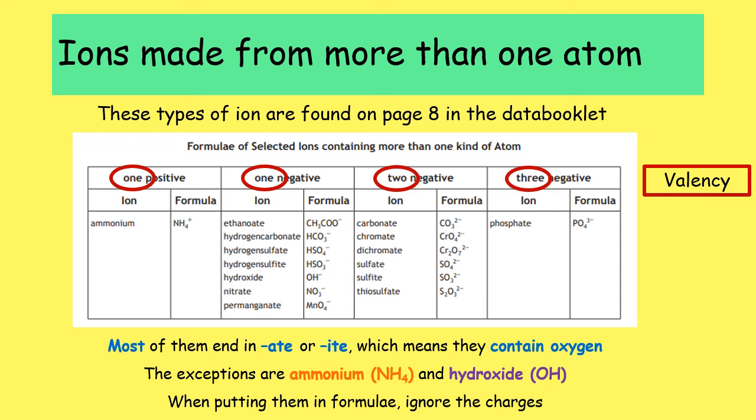Now, in terms of working out the valency for these groups, well, if you look at the top row, for each column, it'll tell you a number. So for ammonium, it's 1. For all those in the third column, the ethanoate, hydrogen carbonate, hydroxide, nitrate, it's also 1. For carbonate, sulfate, etc., the valency is 2, and for phosphate, the valency is 3. So all the information, the symbol, and the valency are found on that table on page 8.